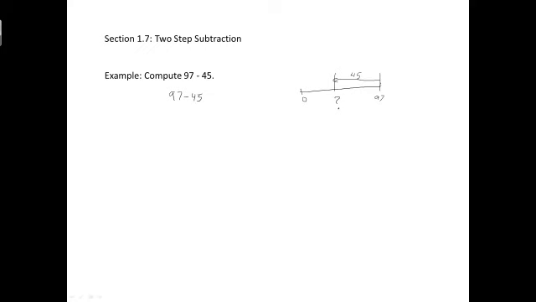But instead of doing 45 in one step, we're going to do it in 2 steps. We're going to go 40 to the left and then 5 to the left. 97 minus 40 minus 5. 97 minus 40 is 57, and 57 minus 5 is 52.